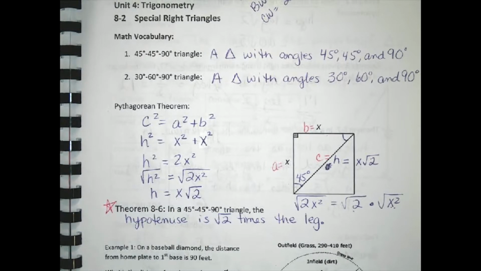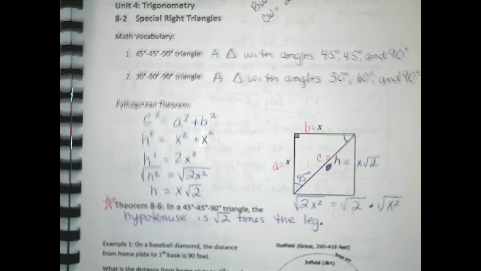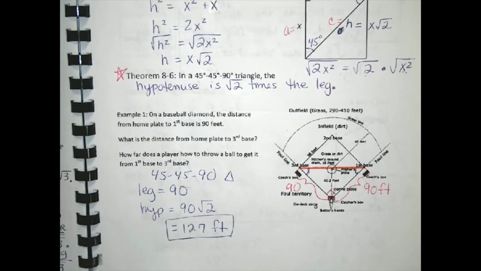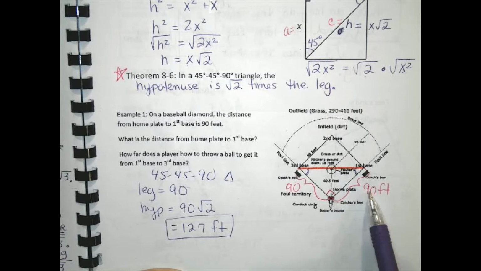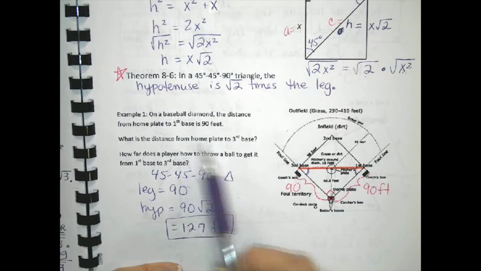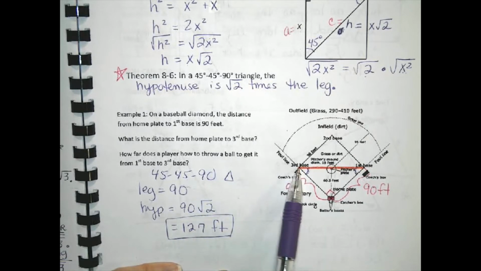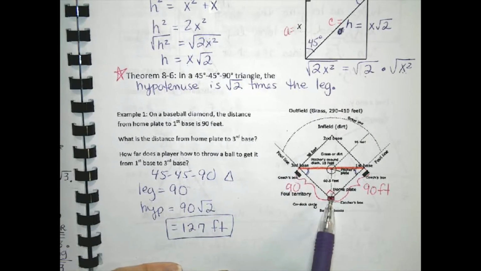A common problem that you might find this time of year would be one regarding baseball. On a baseball diamond, the distance from home plate to first base is 90 feet. What's the distance from home plate to third base? Since a baseball diamond is actually a square, the distance from home base to third is also 90 feet.